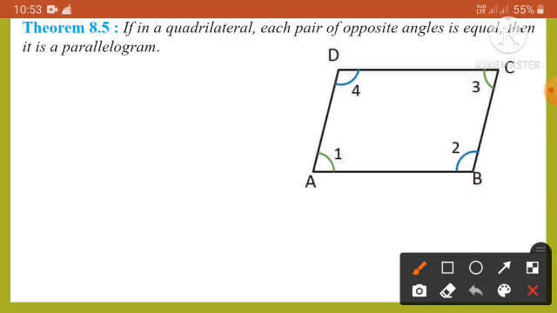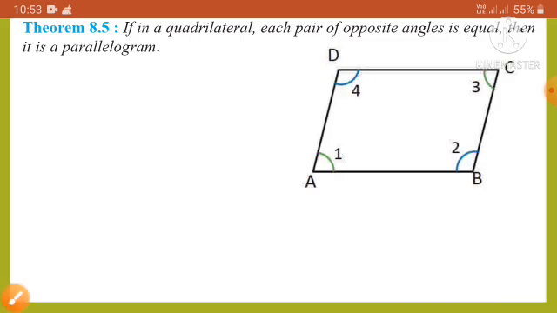Now theorem 8.5. Theorem 8.5 tells us that if in a quadrilateral each pair of opposite angles is equal, then it is a parallelogram. Given that ABCD is a quadrilateral with opposite angles equal, that is angle A equal to angle C, that means angle 1 equal to angle 3, and angle B equal to angle D, that means angle 2 equal to angle 4 here. Now we have to prove that ABCD is a parallelogram.